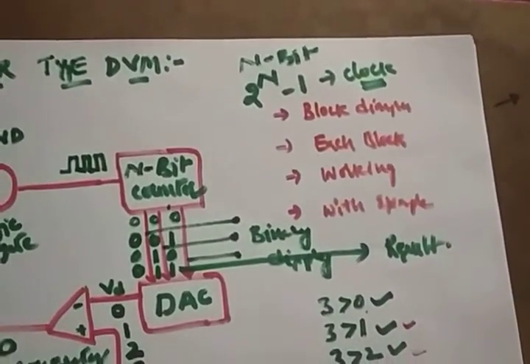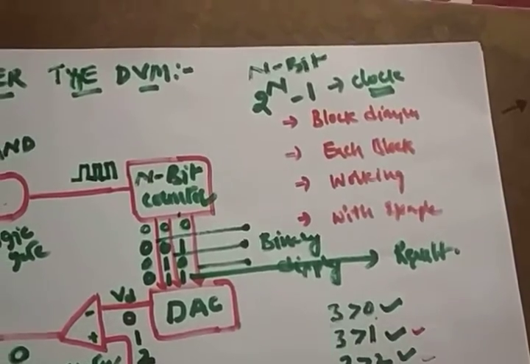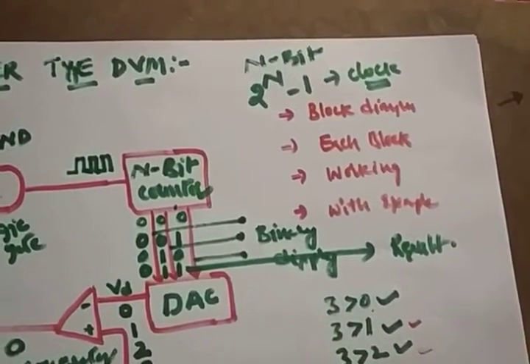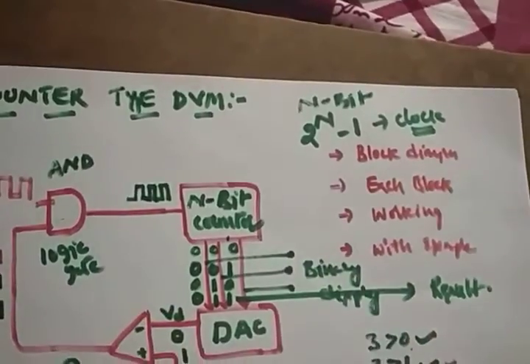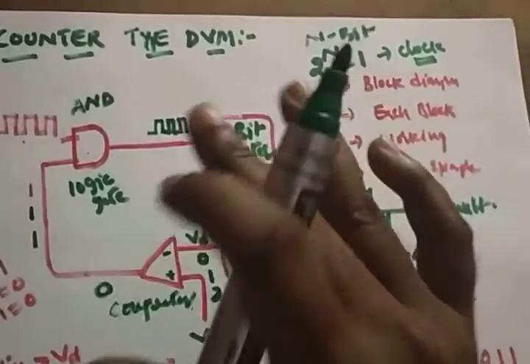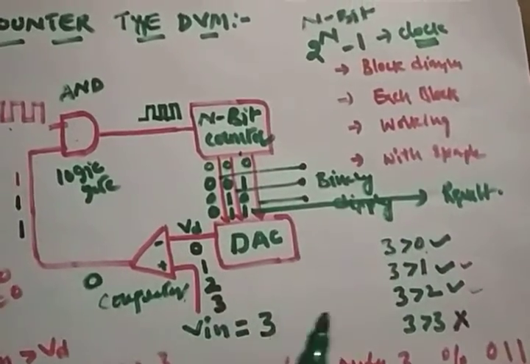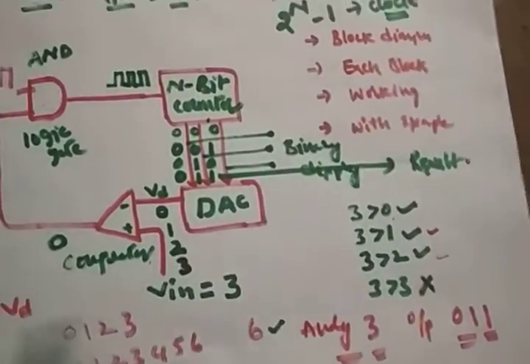If it is 6, how many? For n bit 3, there are 0, 1, 2, 3, 4, 5, 6, so 7 clock pulses you require. Each and every time you are generating clock pulses, so that's why this is a time consuming process. The result will be shown only after the ending of the clock pulses.